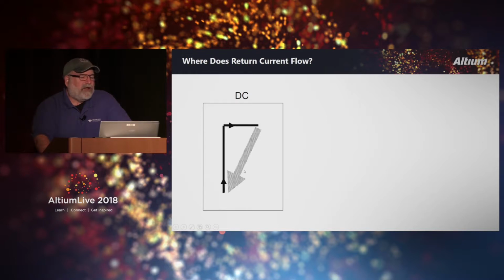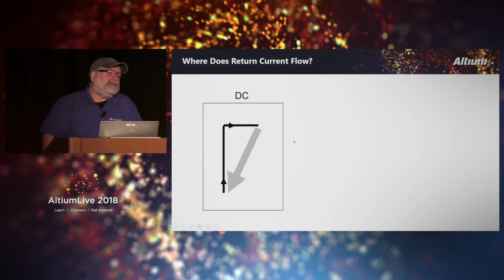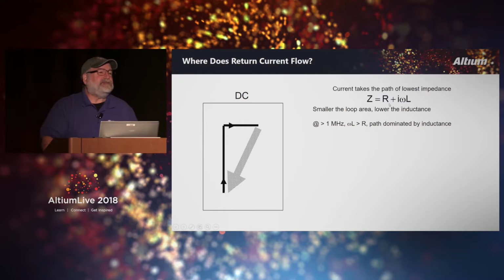It's going to take the path of lowest resistance. That's the DC way of thinking about the world, path of lowest resistance. But it's not really the path of lowest resistance, it's the path of lowest impedance. And at DC, impedance is just about the resistance. But as we start increasing the frequency of that signal, the path of lowest impedance isn't always the path of lowest resistance. There's that omega L term over here.